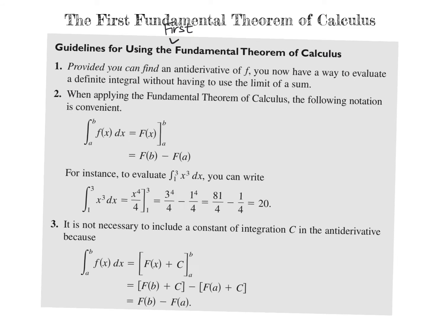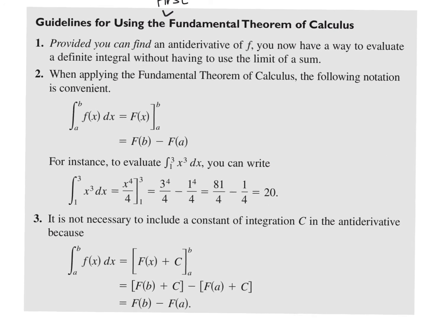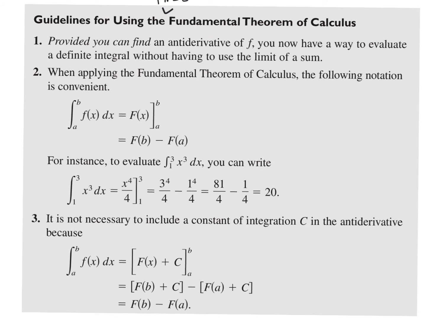Here are a couple guidelines for using this first fundamental theorem of calculus. So number 1 we've already addressed. If you can find an antiderivative of f, then we have a way to evaluate a definite integral and get that numerical answer without having to use that long, tedious limit process to find the limit of a sum. When we're applying the fundamental theorem of calculus, we talked about using this notation. We find the antiderivative, then we put these brackets here around it to show that we're about to evaluate it at b, and then subtract evaluating it at a. That's what this means here. This was the example we just did, writing it out.